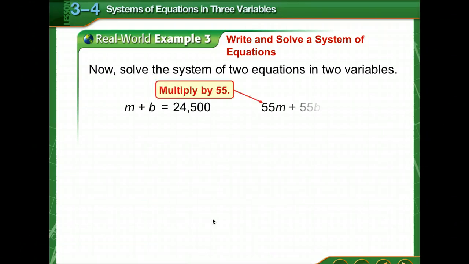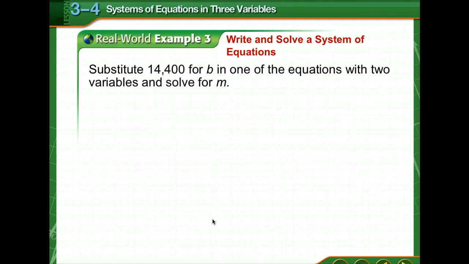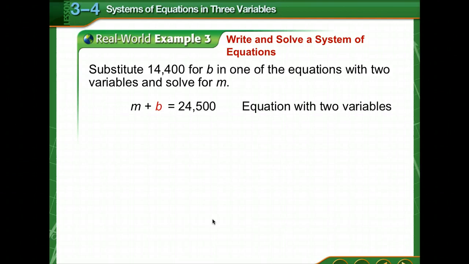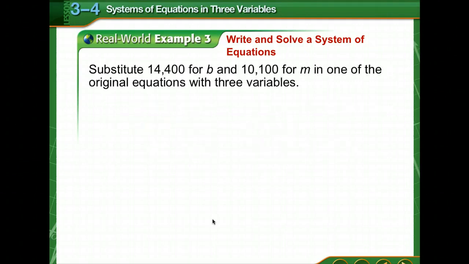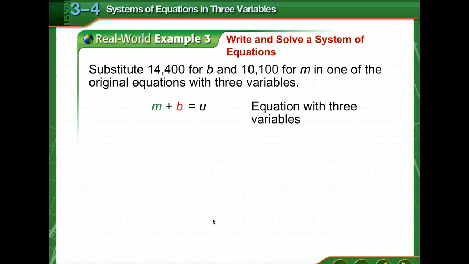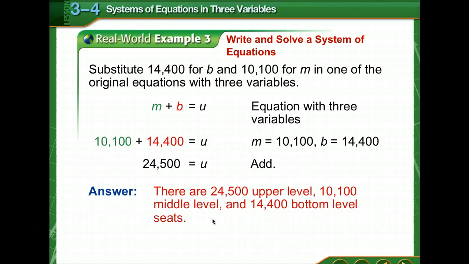Now we'll solve the system of two equations and two variables. B is equal to 14,400. So we'll substitute that in for B in one of the equations with two variables, so we can solve for M. Now we have M and B, so go into the original equation to find out what U is, the upper level. It has to be 24,500 in the upper level, 10,100 in the middle, and 14,400 on the bottom level seats.